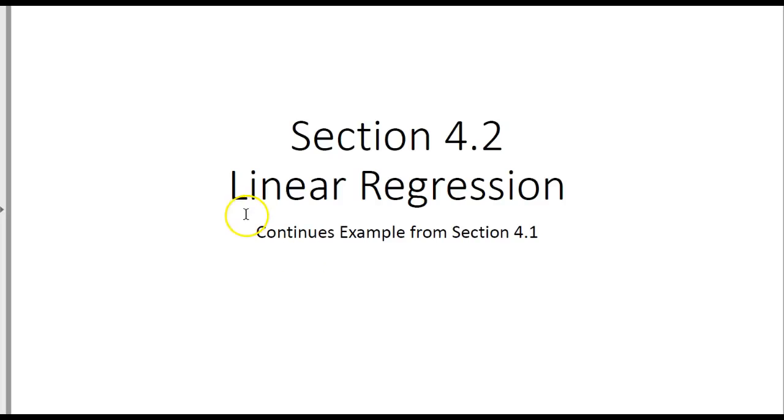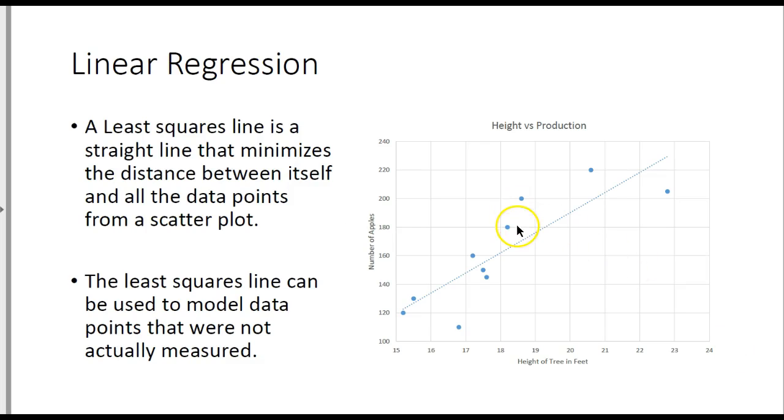Okay, in this video we're going to talk about linear regression. It is piggybacking off of the example we did for the correlation coefficient and scatter plots. So I'm going to use the same data that I used in the section 4.1 example. This is the graph we had for 4.1, the correlation coefficient and the scatter plot.